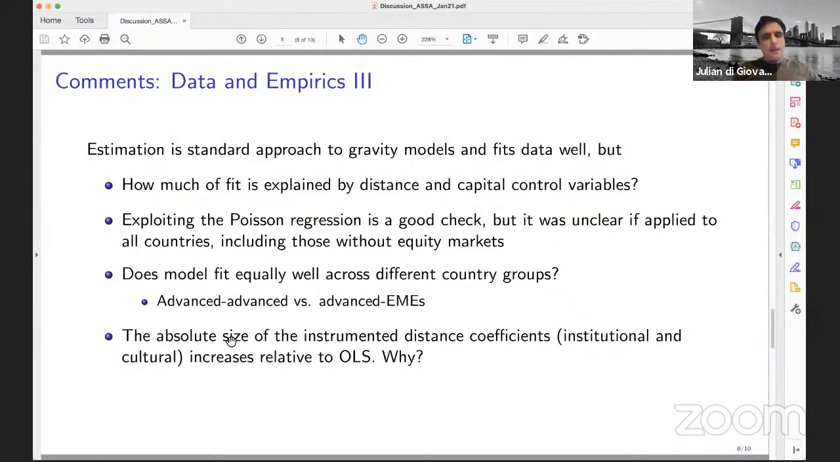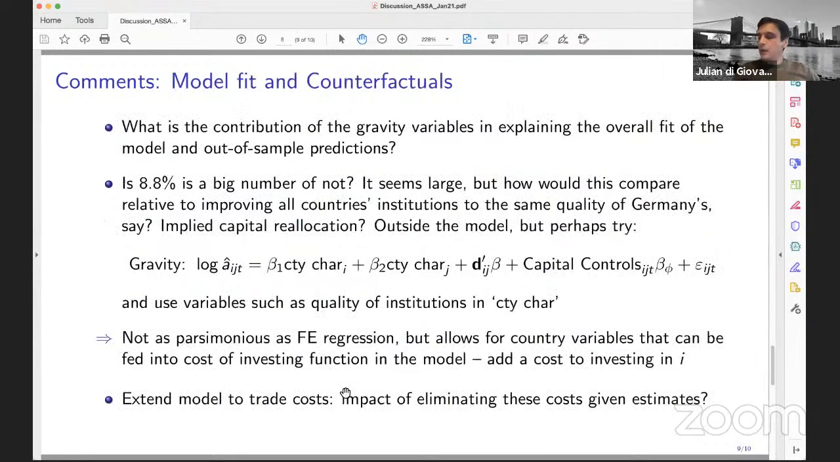And finally, something I picked up was the absolute size of the instrumented distance coefficients for both institutional and cultural tend to increase relative to the OLS estimates. And I was wondering, why might this be the case? Is it something about measurement error? Is there something that's picking up other unobserved variables using the instrument that I've touched on in the previous slide that might matter? Okay. All right, so I think we're doing okay with time, so I'm going a bit fast.